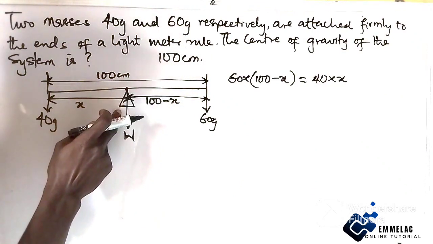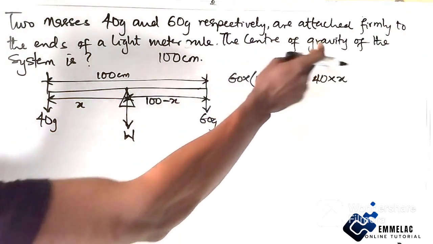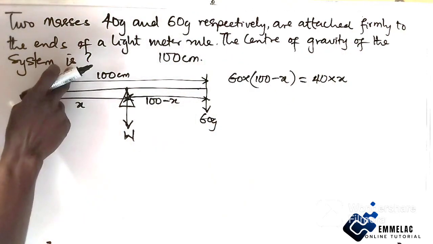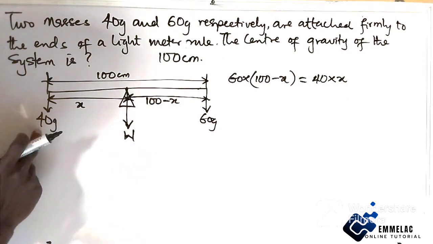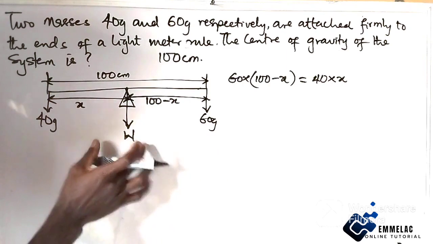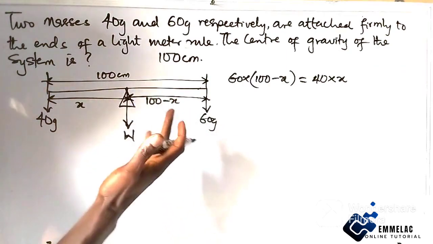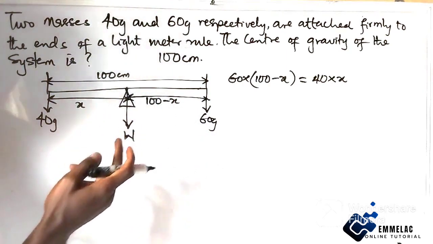Alright, you might ask the question that this pivot here is actually at the center. No, it's not actually at the center. That's why they say the center of gravity of the system is. So where will this pivot be located to balance 40 and 60? So I actually just drew this to presume our location.